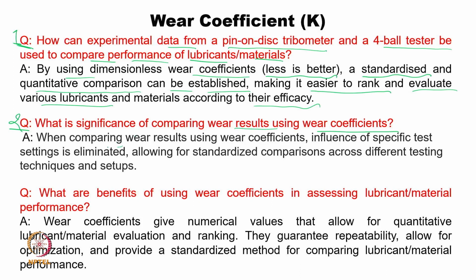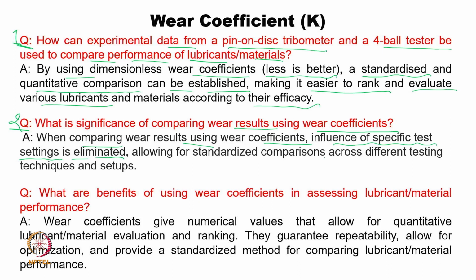We say that when comparing wear results using the wear coefficient, the influence of the specific test setting is eliminated. The reason is that the material is being tested, and then we are comparing. Sometimes we want to compare only materials. Even slightly different conditions, maybe time from one place to another, may affect to some extent, but it will affect all materials in almost the same way. So, it will give us a good comparison and remove the influence of a specific test setting.